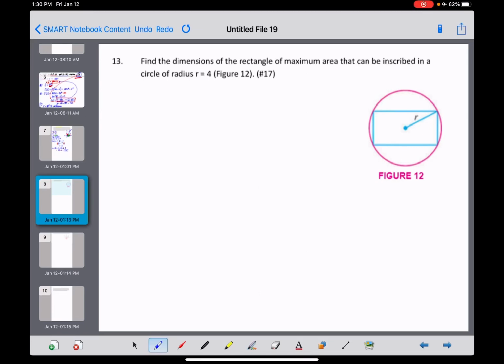Okay, looking at number 13 now, they want us to find the dimensions. Notice, not the total area here, but just the dimensions of the rectangle of maximum area that we can inscribe inside that circle of a radius of 4.